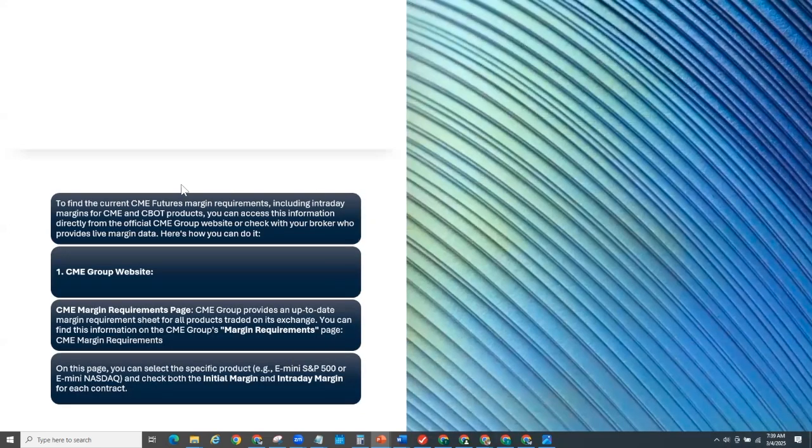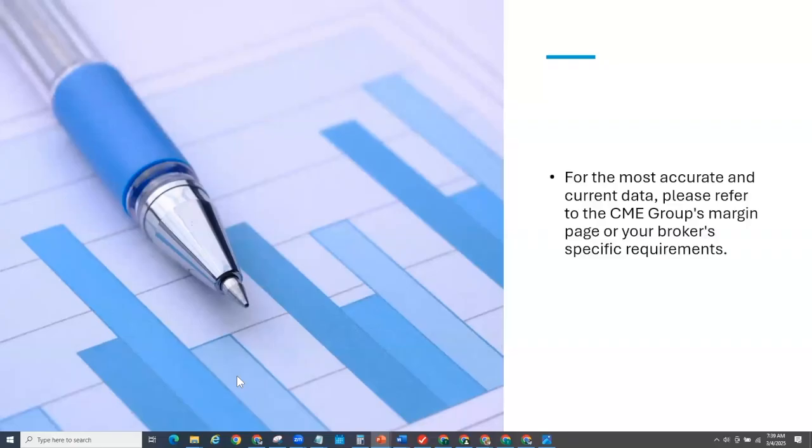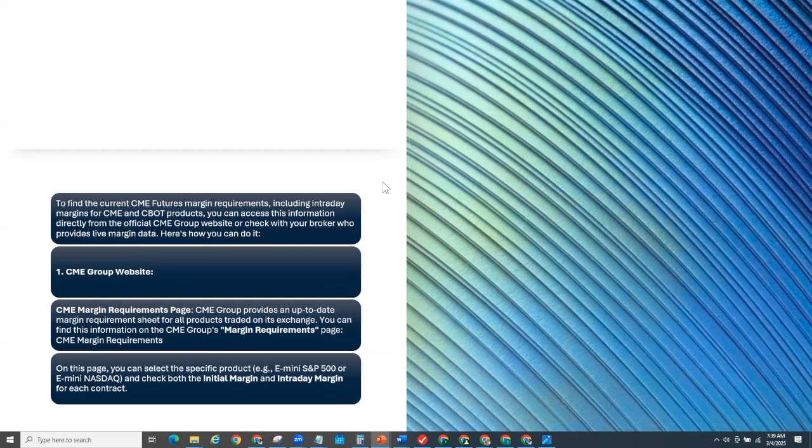Okay. So to find the current CME futures margin requirements, including intraday margins for CME and CBOT products, the Chicago Board of Trade, you can access this information directly from the official CME Group website or check with your broker who provides live margin data as well. Here's how you can do it. I'm going to take you to the website. And you can see it provides up-to-date margin requirements for all products traded on its exchange. And you can find this information on the CME Group's margin requirements tab, which I will bring up here.